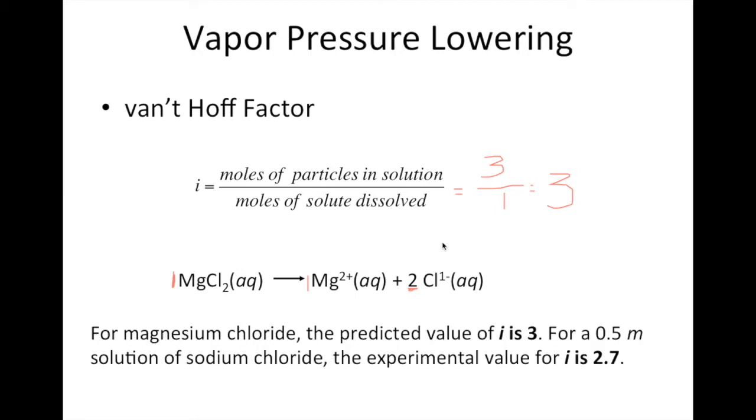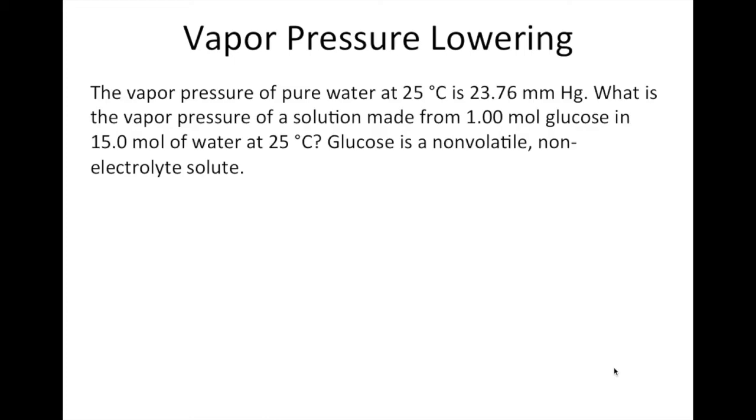So magnesium chloride predicted would be 3, and experimentally it's close, it's 2.7. Again, it's a little less because we don't get complete dissociation. So the Van't Hoff factor is a correction factor, if you will, which allows us to take into account the amount of dissociation, which is very, very important when we're dealing with colligative properties. So take a look at this problem dealing with vapor pressure.